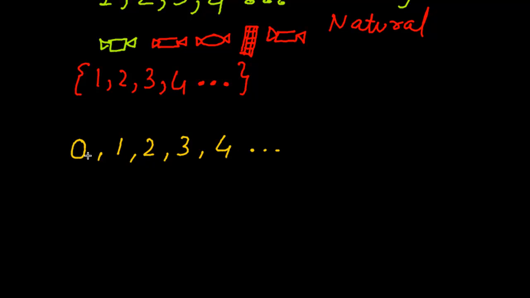Now, this can't be called a counting number because you can't count 0 chocolates. Can you count 0 chocolates? No, because when there are 0 chocolates, it practically means that there is nothing to count. So this 0 is not included in the counting numbers. And this new set which includes 0 is called whole numbers.